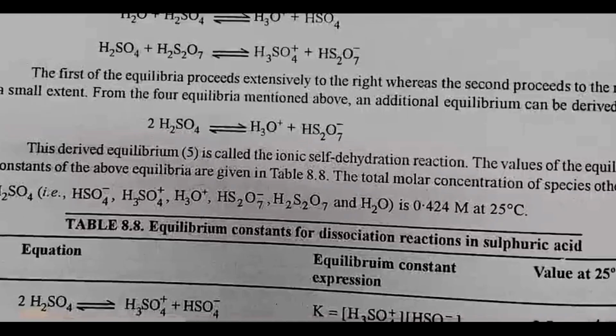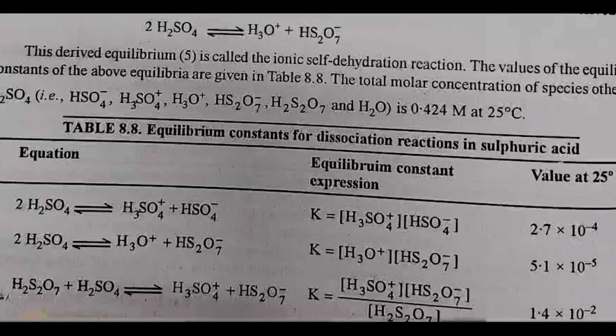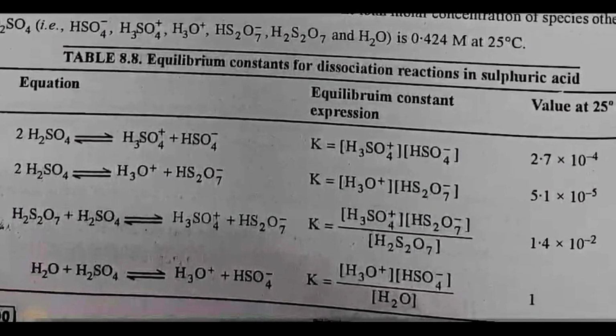2H2SO4 ⇌ H3O+ + HS2O7−. This derived equilibrium is called the ionic self-dehydration reaction. The values of the equilibrium constants of the above equilibria are given in Table 8.8. The total molar concentration of species other than H2SO4, that is HSO4−, H3SO4+, H3O+, HS2O7−, H2S2O7 and water, is 0.424 molar at 25 degrees Celsius.